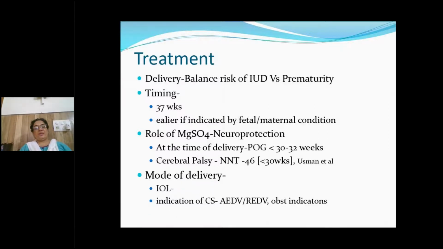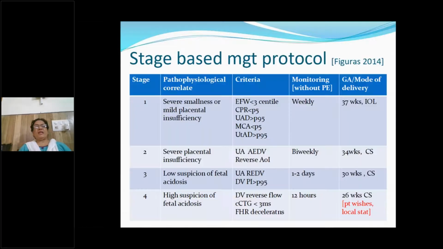Another important decision we need to make is how to deliver this baby. Should we induce labor and deliver vaginally, or should we do a cesarean? The indication for cesarean is absent or reversed end diastolic flow, or obstetric indications like breech presentation, transverse lie, etc. So this is a brief summary of the management of fetal growth restriction. Based on the severity of fetal growth restriction, we classify them into stages.